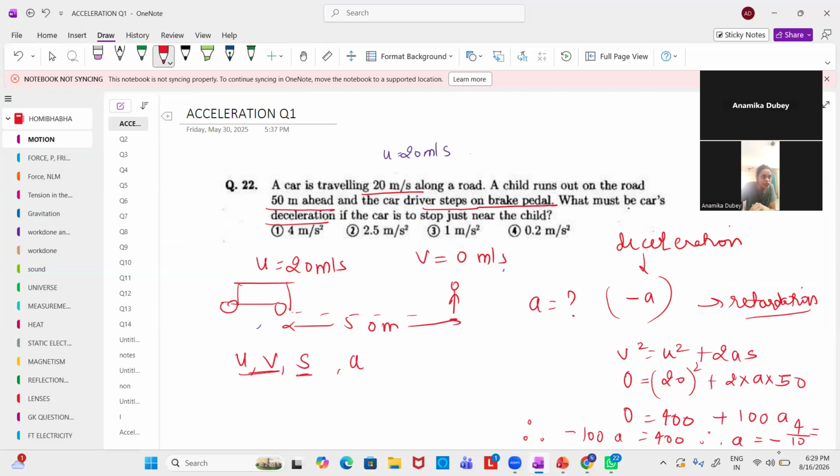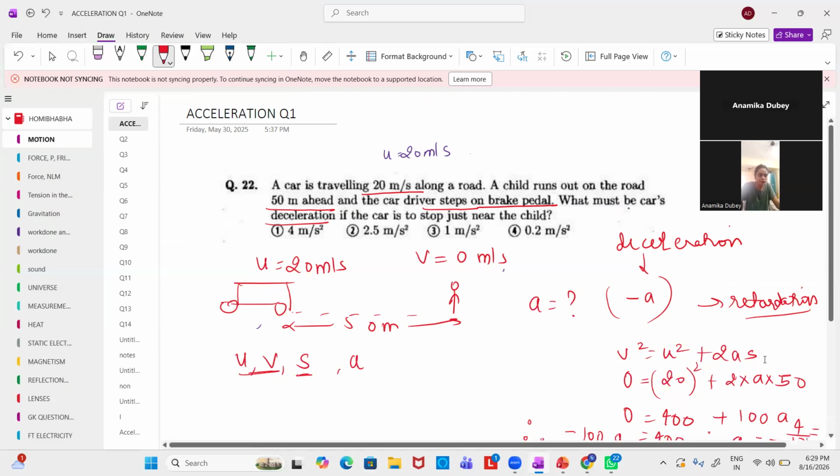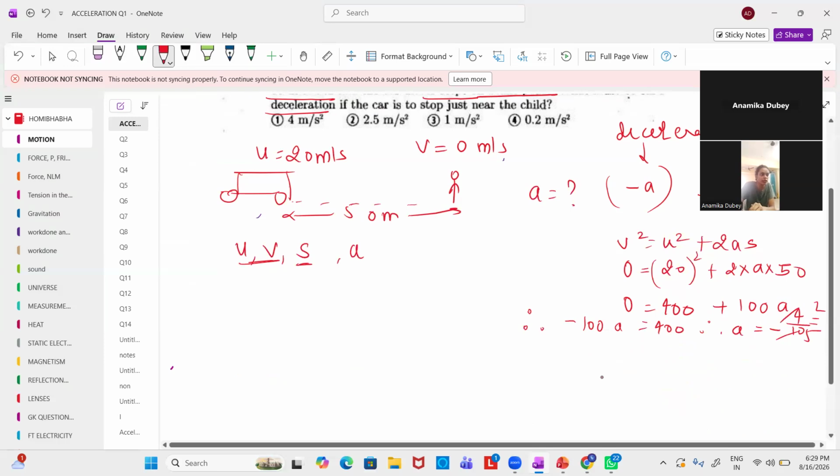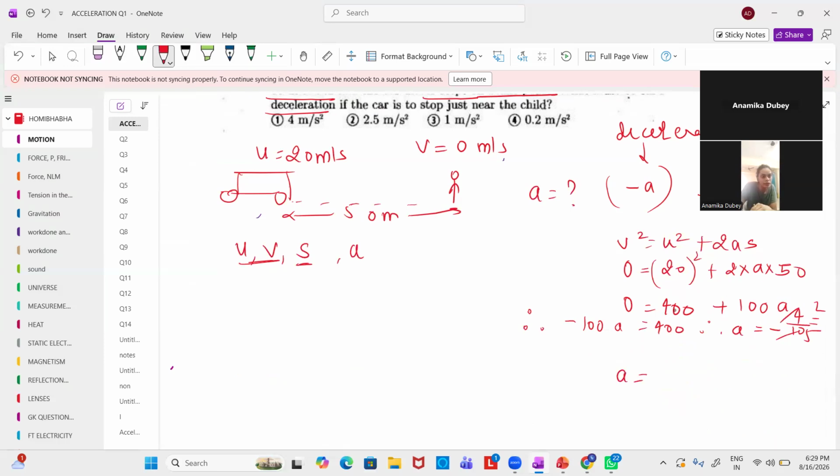Just a second, let me do it. Okay, so here what is the acceleration? The acceleration here is 400 by 100.